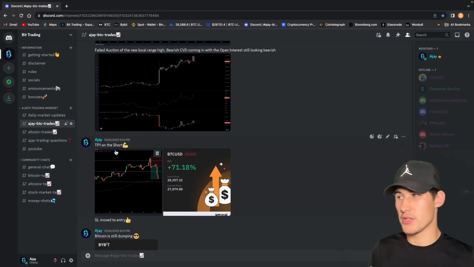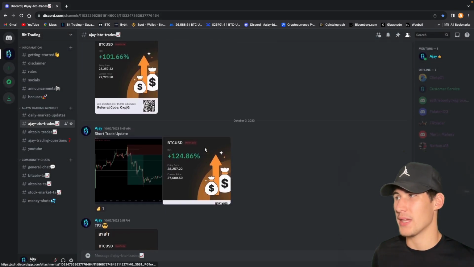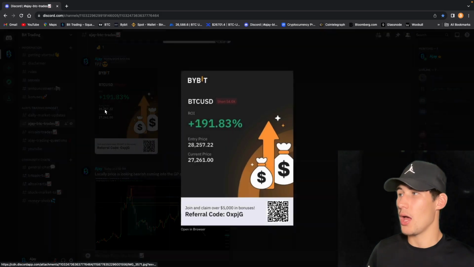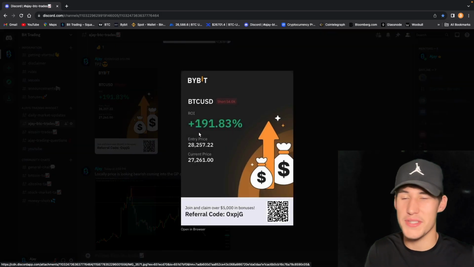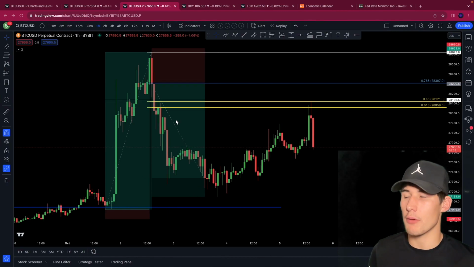Very quickly, we took TP1 on the short, moved the stop loss to entry. Very nice 71% profit on that, and that trade went on to yield us almost 200% in profit. So that was a very profitable short position, and we are still currently in that long position, and we're still currently in that short position.